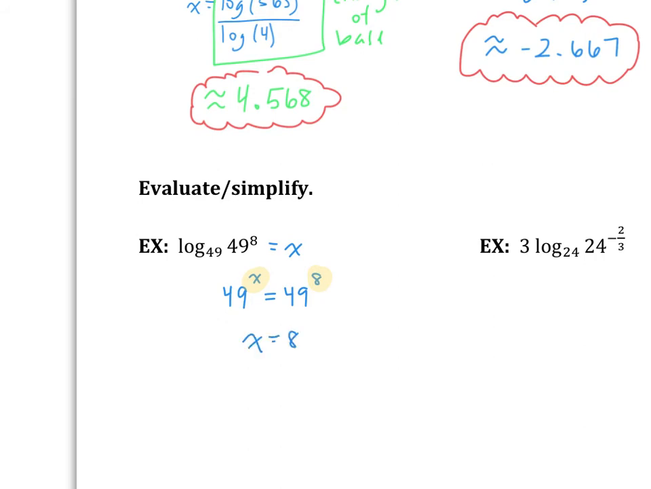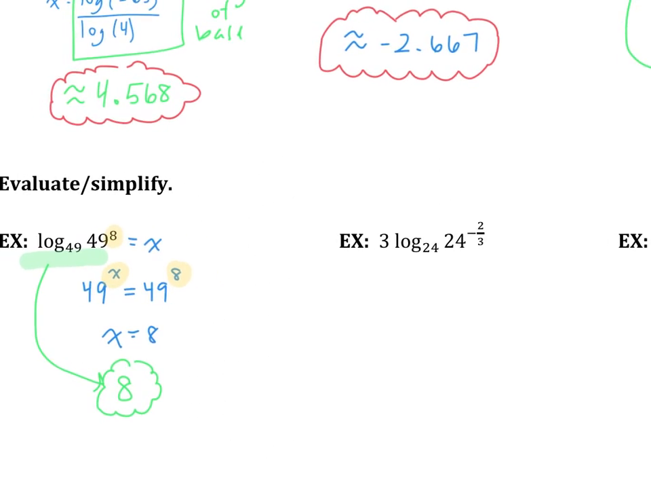Okay, well, here's a shortcut. I don't necessarily need to go through this whole process. I could recognize that when the base of my log is the same as the base of my argument, we are simply left with the power. So I could jump straight to saying our answer is going to be 8. Okay? When the base of your log is the same as the base of your argument, you are left with the power of your argument.